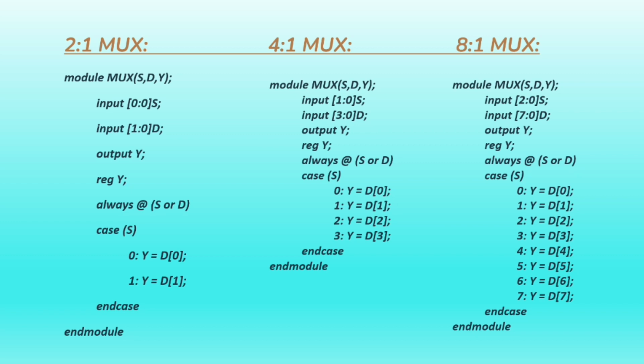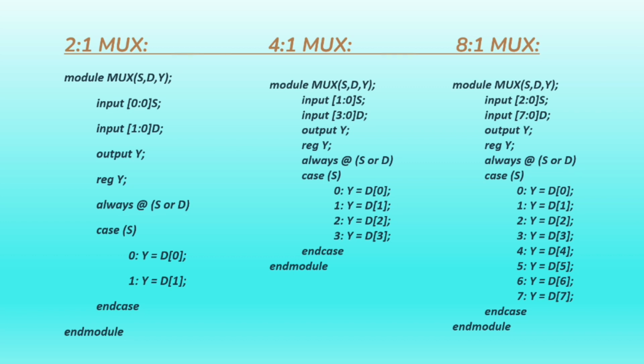Now let us first look into the 2:1 mux. Module mux (s, d, y). Input [0:0] s, input [1:0] d, output y. Reg y. Always @(s or d), case s. 0 is to y = d[0], 1 is to y = d[1]. End case, end module.